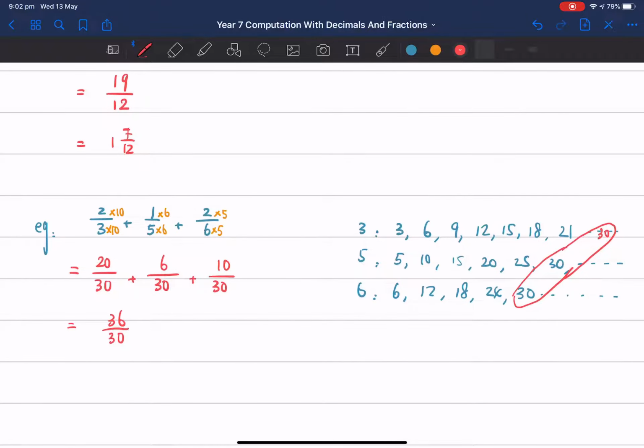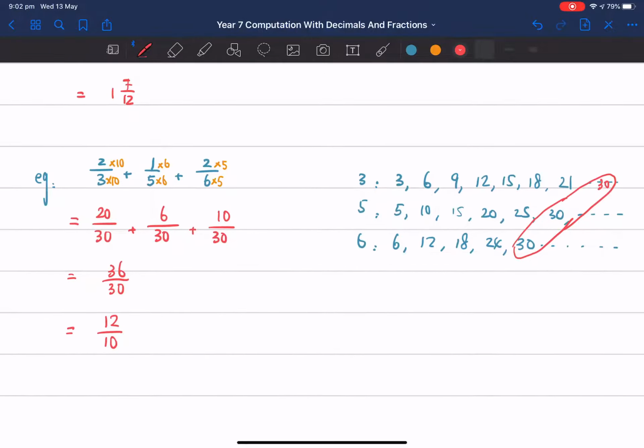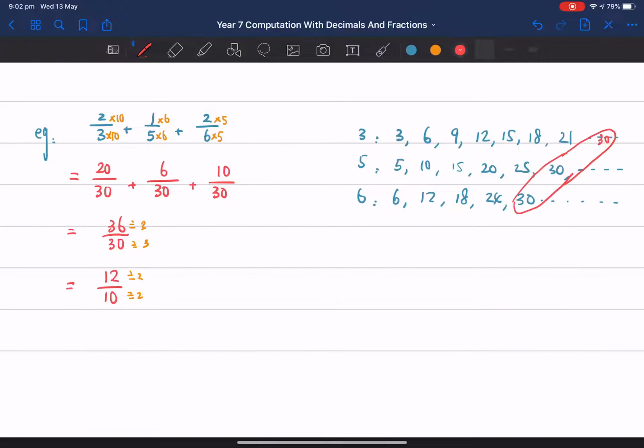Once you finish that, we haven't finished the question, we can simplify. So that becomes 12 over 10 if you divide both the top and the bottom by 3. But I don't think it's enough. You can actually divide by 2 again, so that gives you 6 over 5. Some people might say, what about we just divide everything by 6? Can I do that? Of course, because that's the highest common factor. You can divide by 6. Okay, so that's how you do it, making the same denominator.